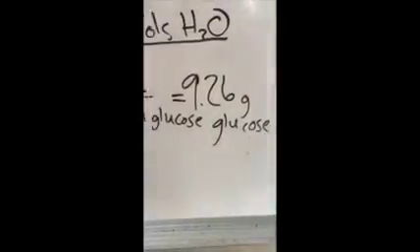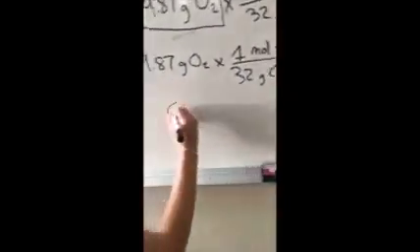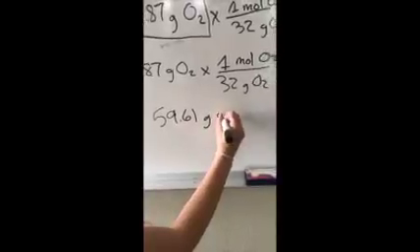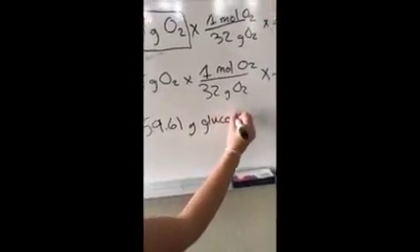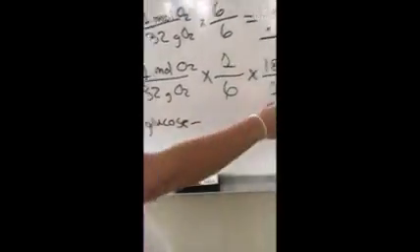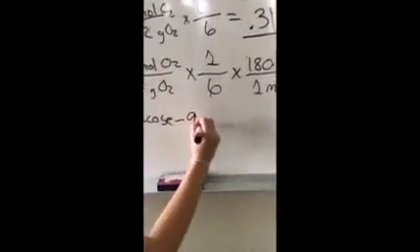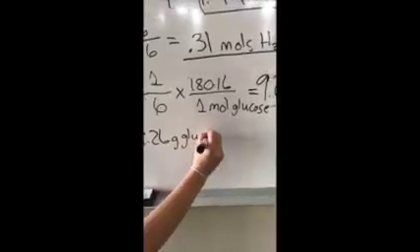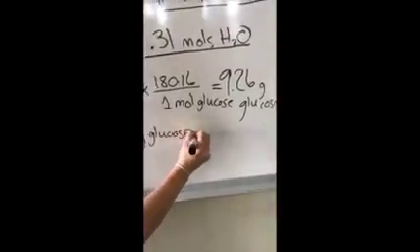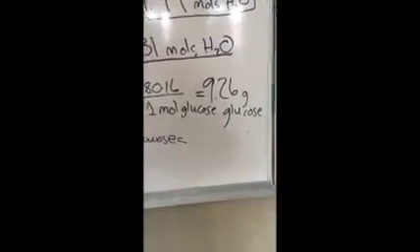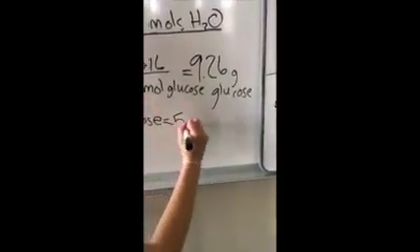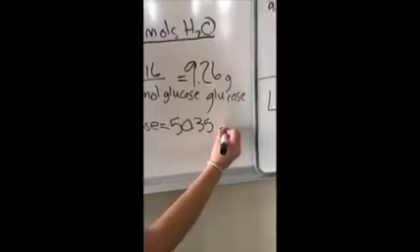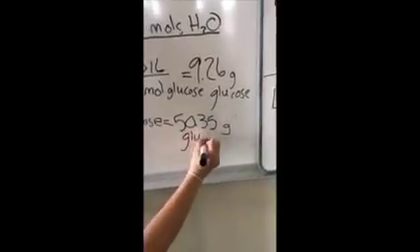To find the excess, we take our original amount, which is 59.61 grams of glucose, minus the number we found, 9.26 grams glucose, to get our excess reagent, which is 50.35 extra grams of glucose.